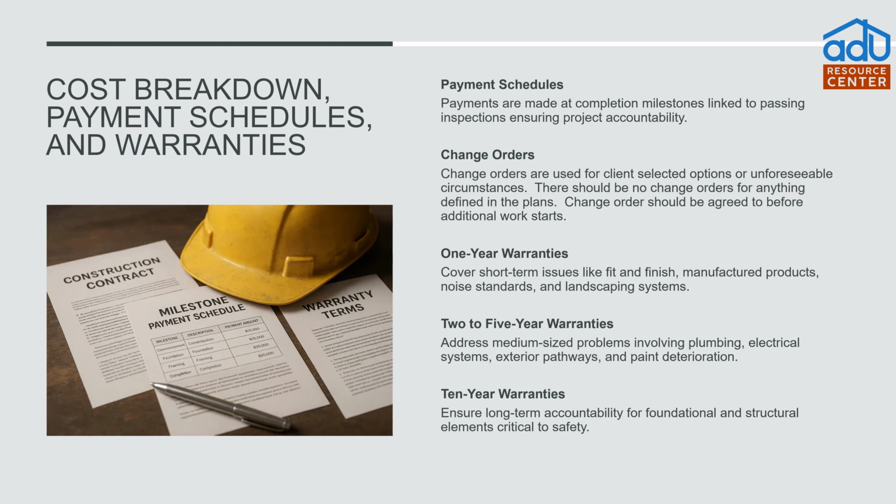But there are a few extra warranties that are guaranteed to you by the state, that aren't coming from the contractor's contract. And that's the 2 and 5 year warranties for things like plumbing systems, paint, exterior pathways, electrical systems. And then there's even longer warranties for the foundational and structural elements, like the 10-year warranty for framing and foundations.